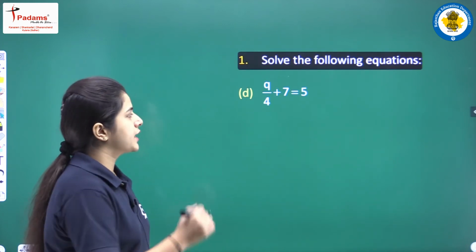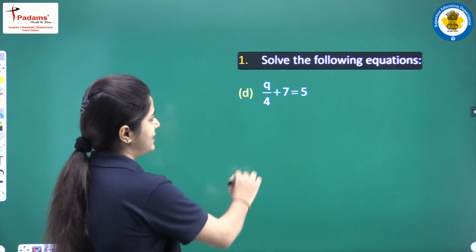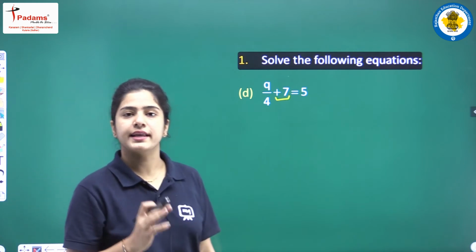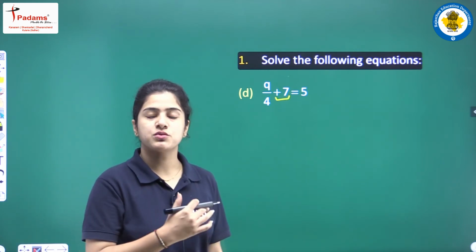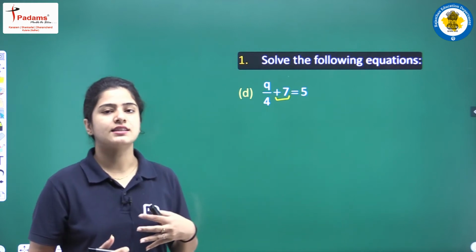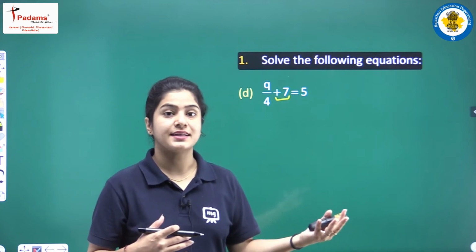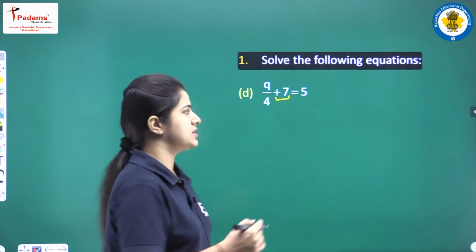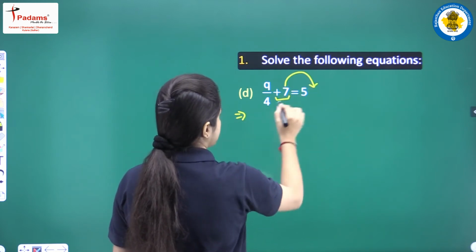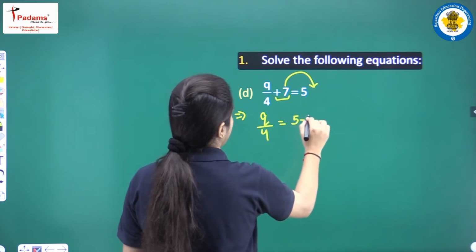Part D. Q upon 4 plus 7 is equals to 5. Okay, students. Have a look. 7 is in the addition with the variable. So, to eliminate this 7, you have to transpose this 7 from left hand side to the right hand side, right? So, if in the left hand side it is plus 7, then when it will go to the right hand side, it will become minus 7. Okay, students. So, we are just transposing this 7 to the right hand side. Okay, students. So, Q upon 4 is equals to 5 minus 7.